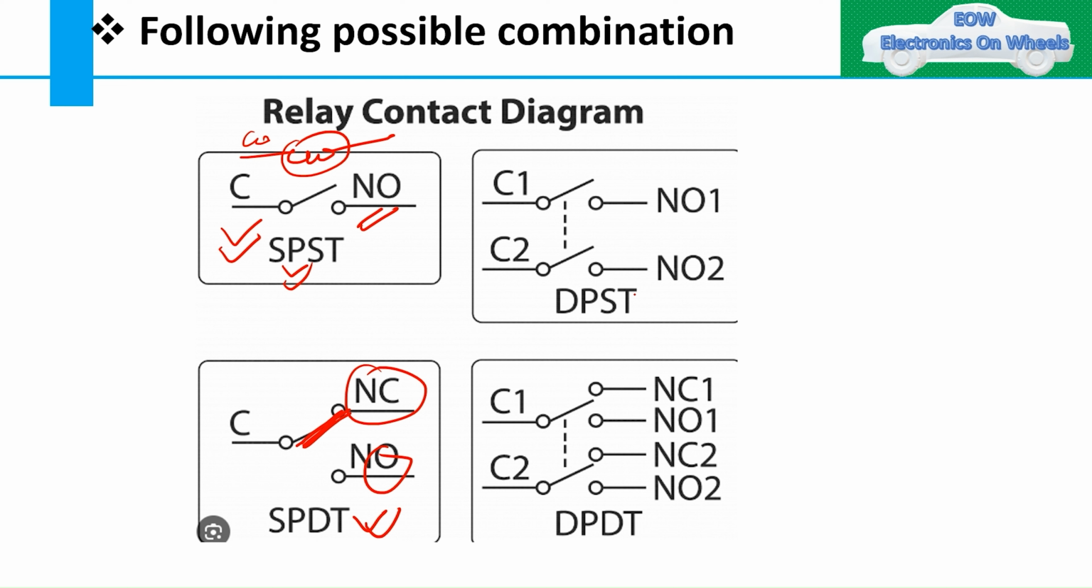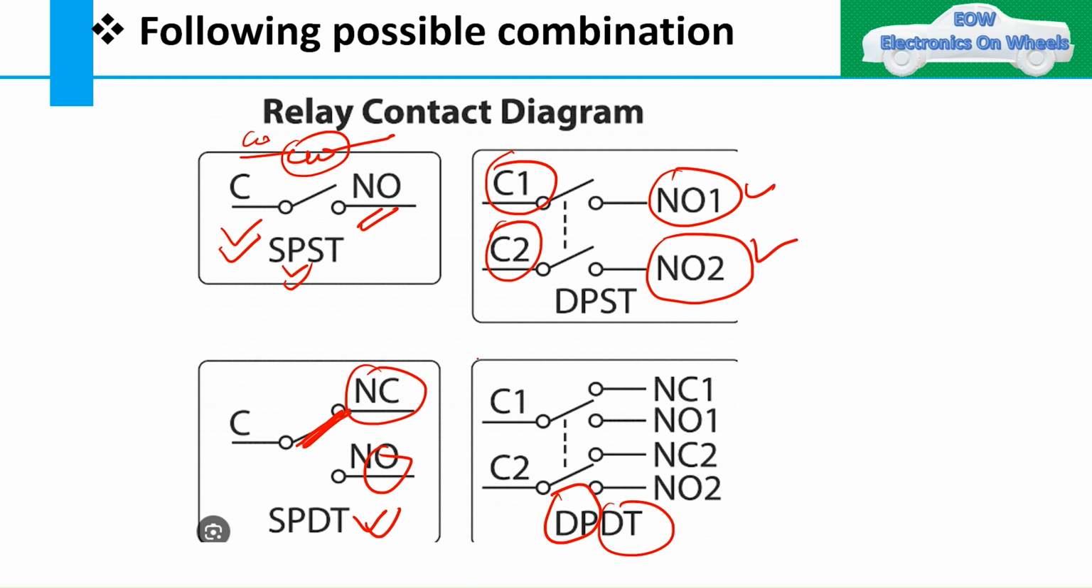double pole single throw. So you will have two contacts here, normally open 1 and normally open 2. This is also one configuration which you can make. Then we have the double pole double throw. So we have two poles like this, but with a double throw, so two times we can throw.